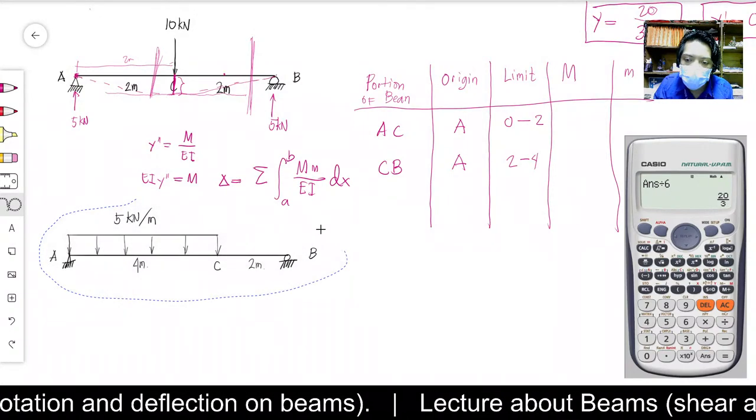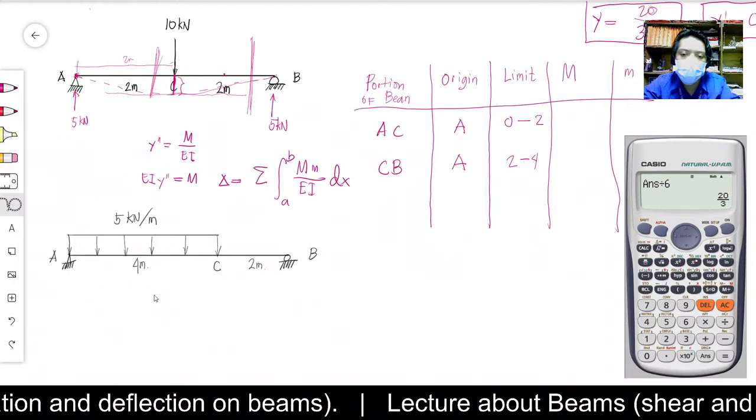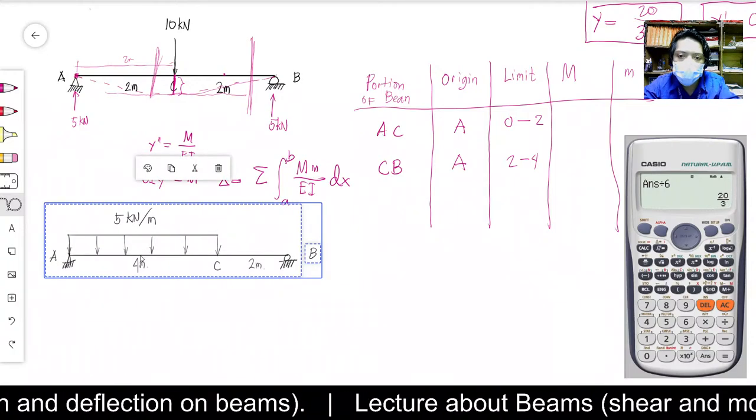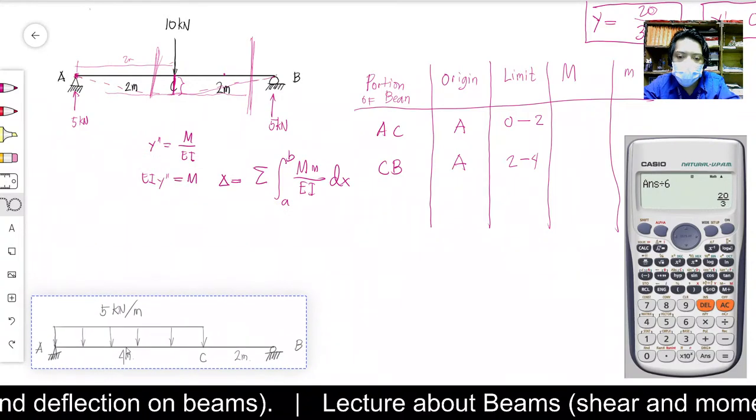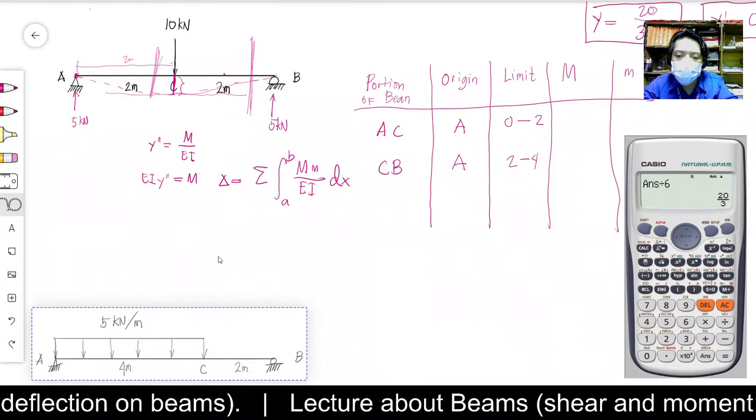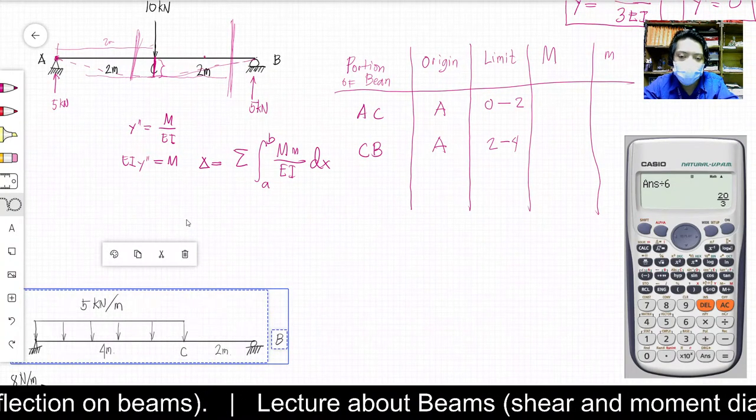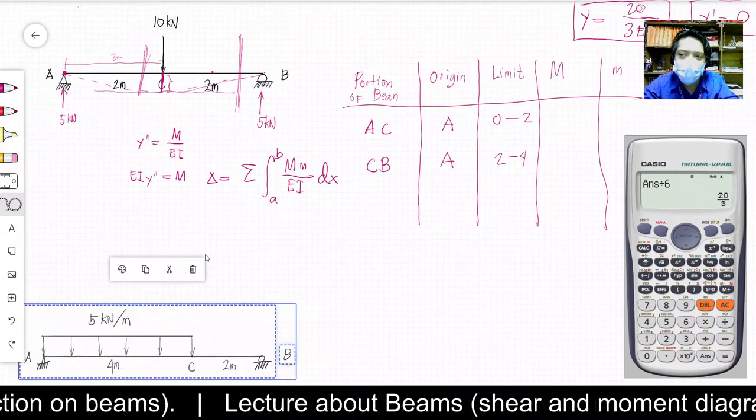Wait lang ha. Ibabaling ko lang ini nga kuan because waray na space. We need space. Shout. We need space, madam.